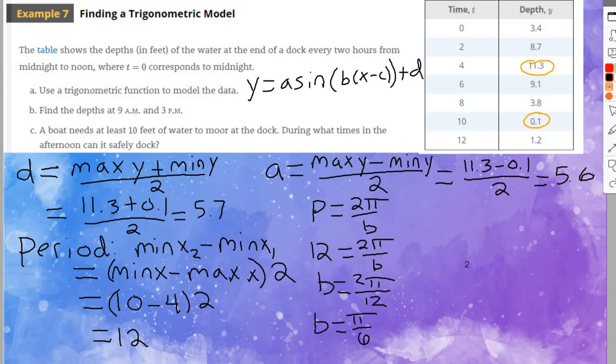Okay, we still have our c value to find, but we're running short on time and I don't want to rush through it. So we will pause there. We'll finish this part up tomorrow, and then we will start your temperature lab.